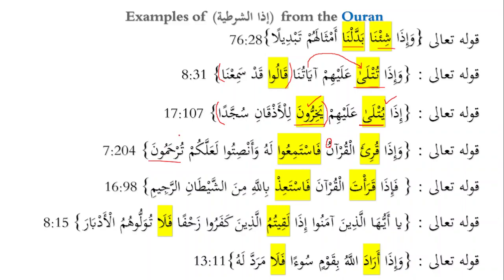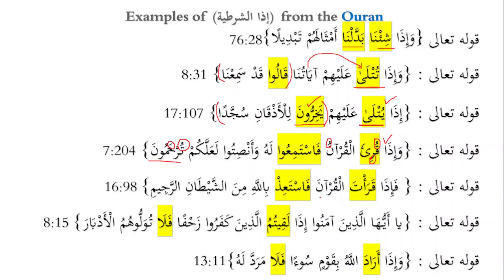Turhamun, is it active or passive? Passive, excellent. Why? Because it starts with dhamma, it has ta, and then after that we have fatha. So that means for the present tense, the passive will start with dhamma, and then after that will be fatha. Whereas for the past tense, we have dhamma, and then after that we have kasra. So that's how you will be able to figure out that the passive for the past tense has dhamma and kasra, whereas the passive for the present tense has dhamma and fatha.